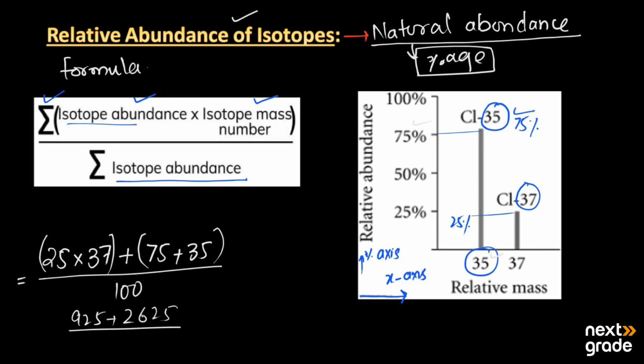Divided by 100. The solution for this is 925 plus 2625, divided by 100. So we have 35.5 as the mass number. This is the relative abundance of the isotopes. So this is the simple way to find it.